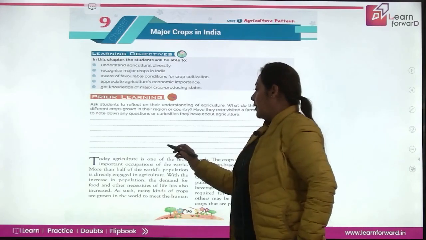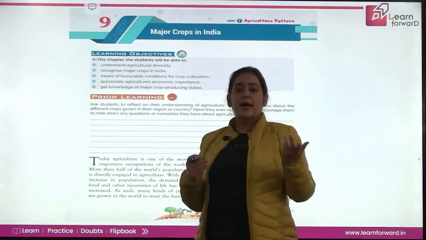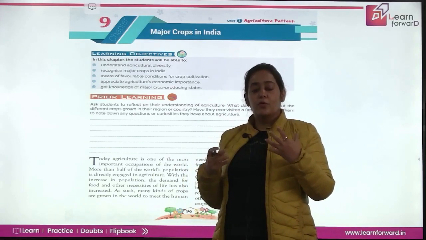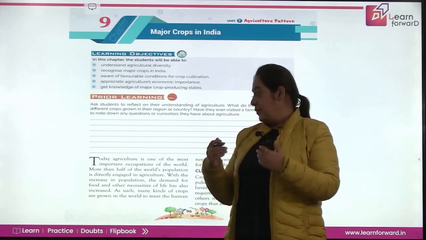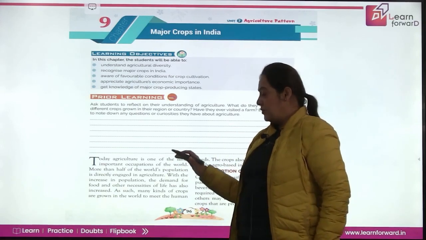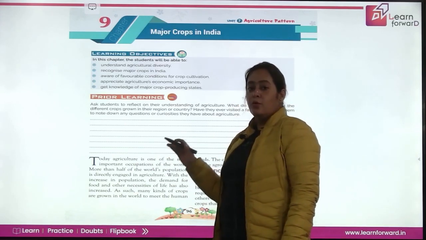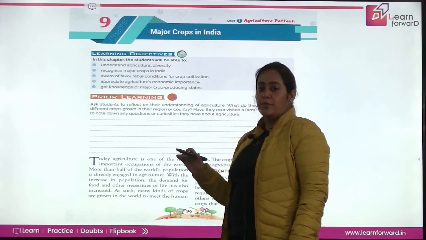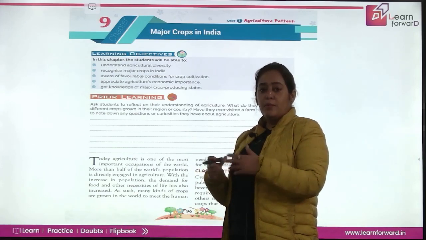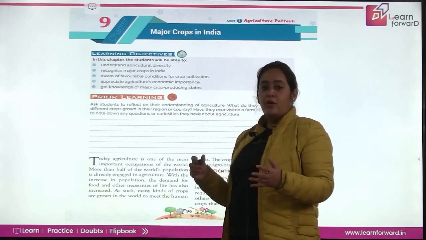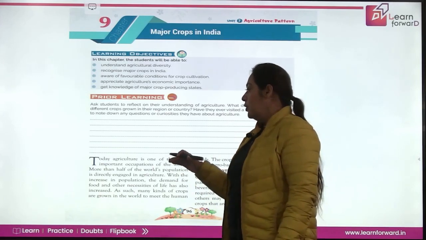Now, today agriculture is one of the most important occupations of the world. But what is agriculture? Agriculture is growing of crops and rearing of the animals. So this is what we study in agriculture, which we have studied in the past classes also. Now let us understand this in more detail, because today in our chapter we are going to study about the crops that we grow in India and other parts of the country, and what kind of conditions or the soils or the terrain is actually helpful in the growing of these crops.